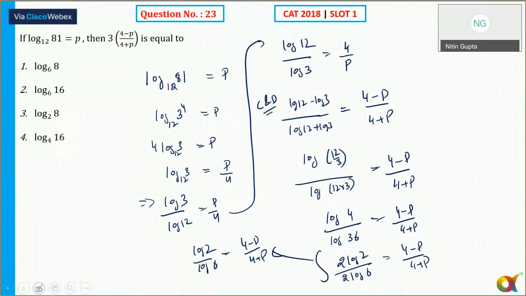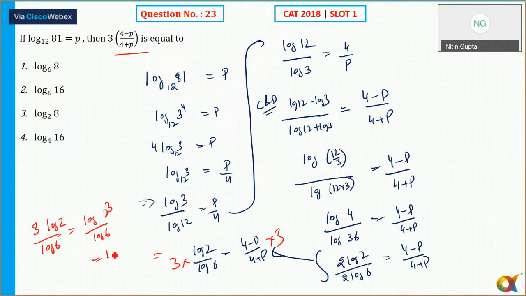But in the question, they have asked 3 times this. So if I'm multiplying this by 3, I need to multiply this by 3. So log 2 will be 3 log 2, that will be equal to log 8 to the base of 6, which is option number 1. A very standard question. No twists and turns here.